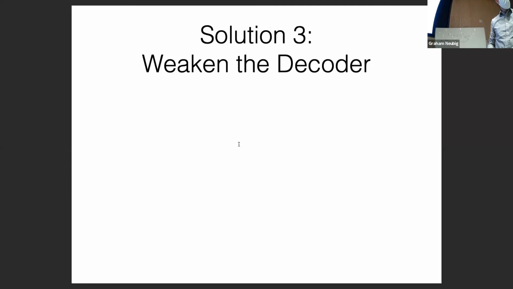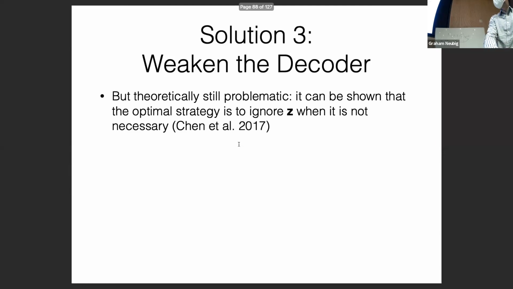Another solution is to weaken the decoder model. Even the two previous solutions that I talked about are still theoretically problematic. It can be shown that when Z doesn't provide additional information compared to the original input, you can basically ignore Z when it's not useful. So if you have a very strong decoder, like a really strong language model on your output side, much of the time Z would not be helpful in predicting the output, or would give only a very marginal improvement.